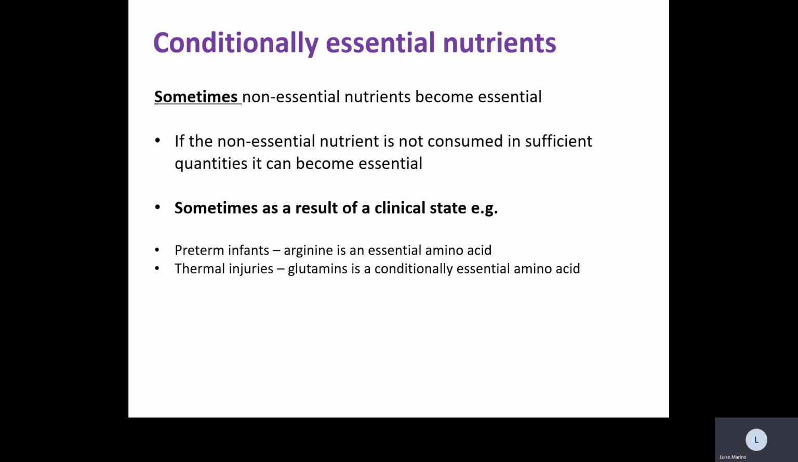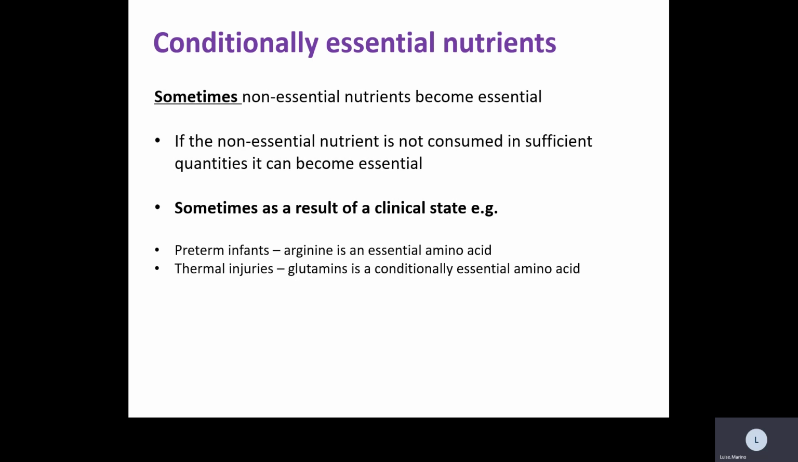And then you have some conditionally essential nutrients. So sometimes there are circumstances when non-essential nutrients become essential. These become essential if they're not consumed in sufficient quantities, sometimes as a result of a clinical state. Two examples would be preterm infants.